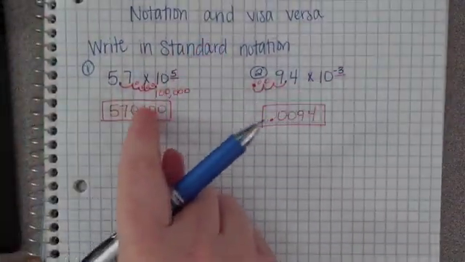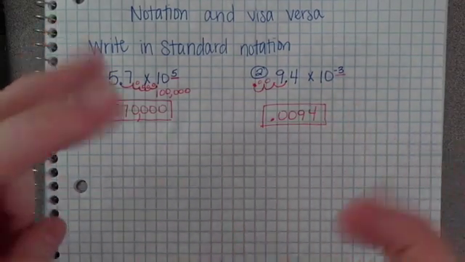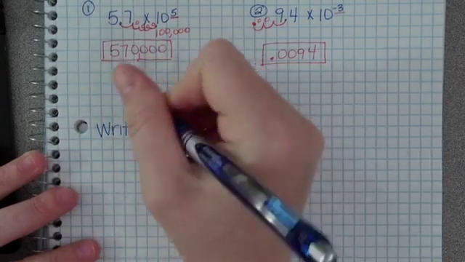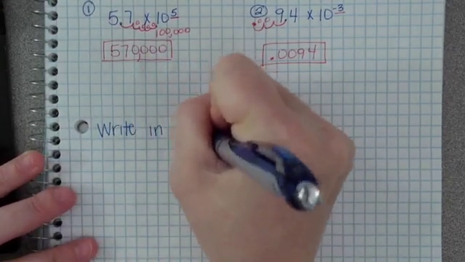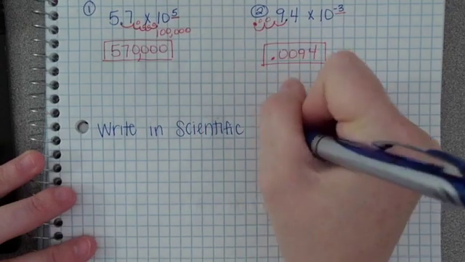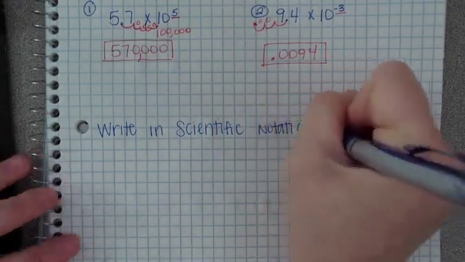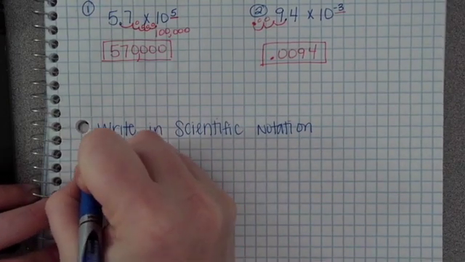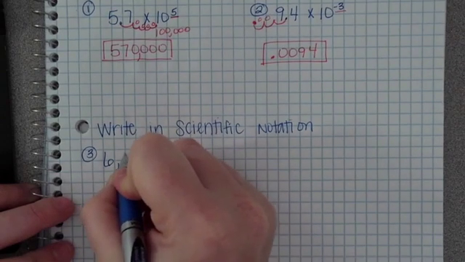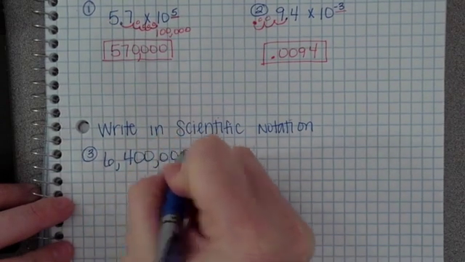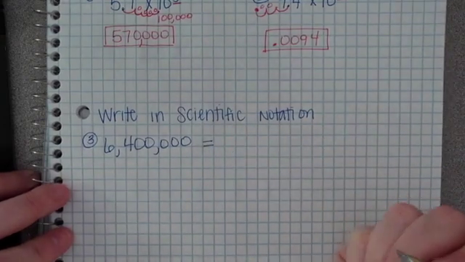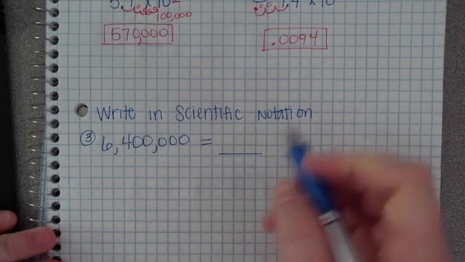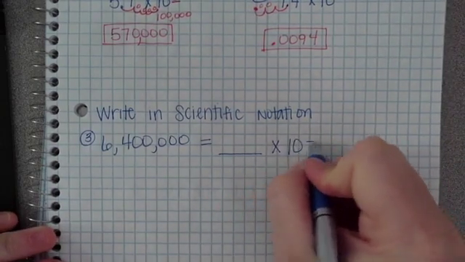All right, so we wrote our final answer in standard notation, or a regular number. Now let's do this one. Write in scientific notation. So let's say I had 6,400,000 and I wanted to write it in scientific notation. Well, think about what scientific notation is. It's a number multiplied by 10 to a power.